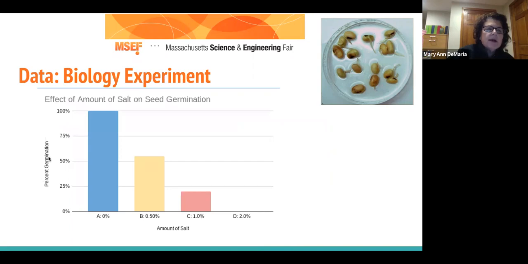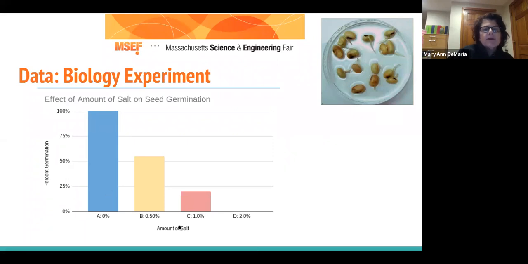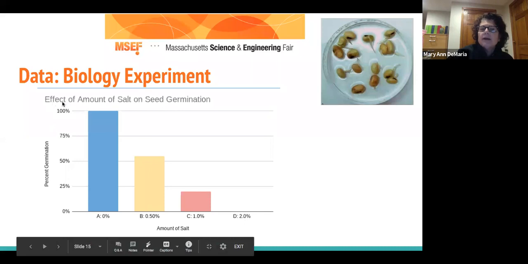And this is one of my students' actual graphs. So there are some errors in here. I would have said % germination on day 4 here. And then this is correct, amount of salt. The title looks correct, effect of amount of salt on seed germination.